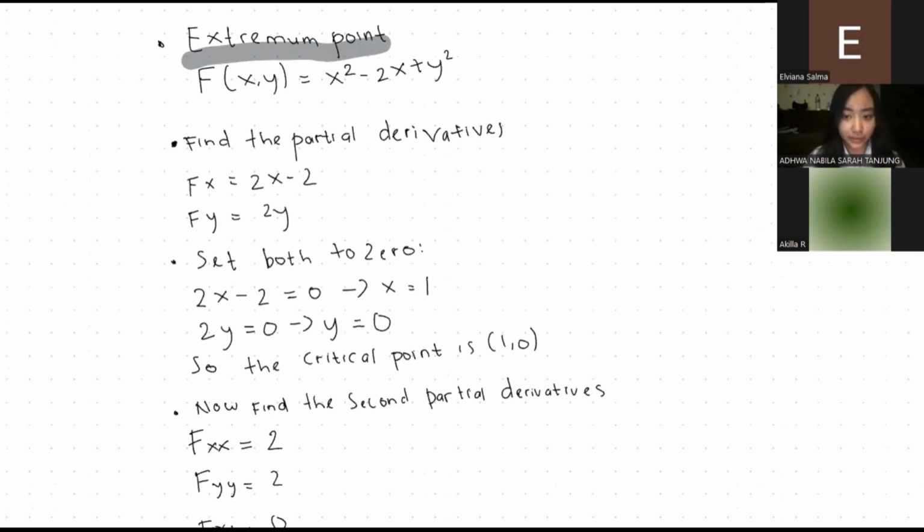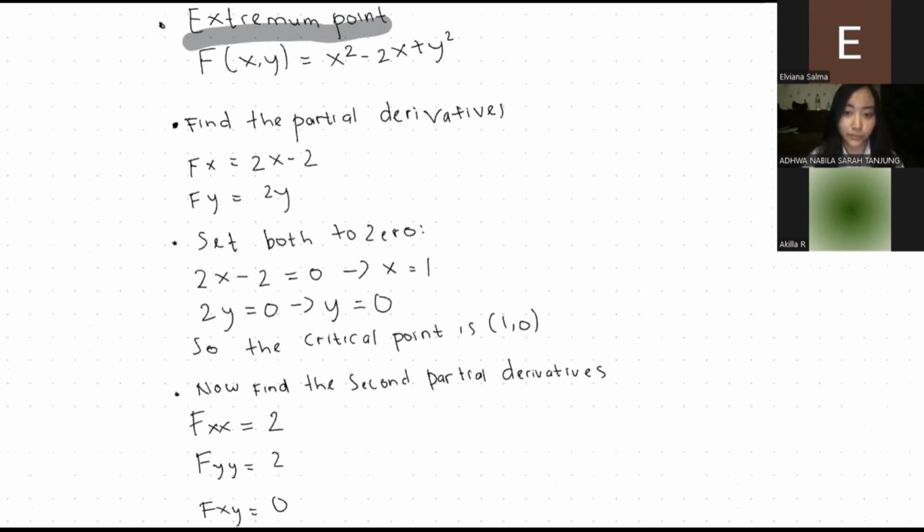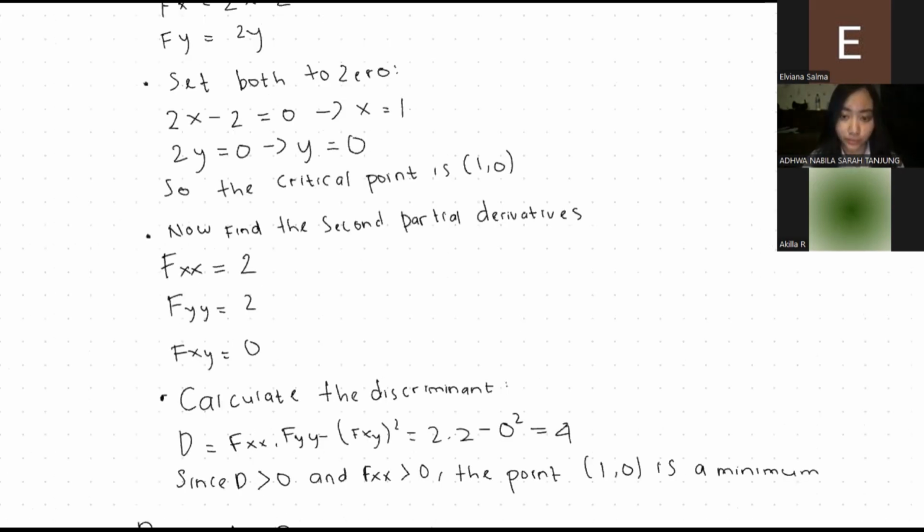The partial derivative of f with respect to x is 2x minus 2. The partial of f with respect to y is 2y. Set both to 0: 2x minus 2 equals 0, so x equals 1; 2y equals 0, so y equals 0. So the critical point is (1, 0).